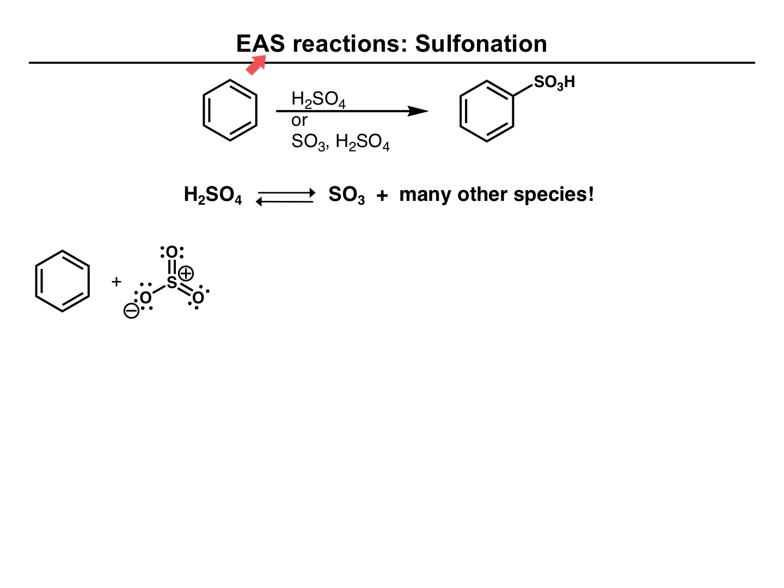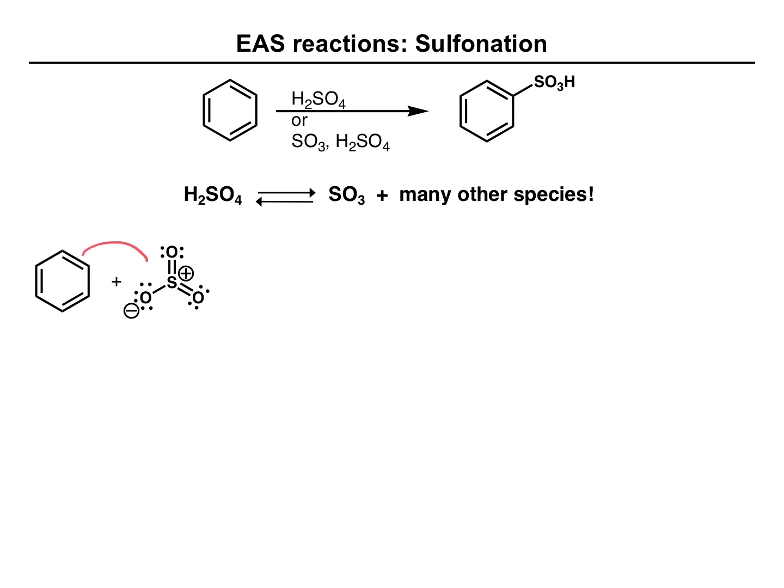A third type of electrophilic aromatic substitution reaction is sulfonation. If we have benzene and we treat it with sulfuric acid or with fuming sulfuric acid, which is sulfur trioxide and sulfuric acid, we can form a benzene sulfonic acid. So sulfuric acid itself is actually in equilibrium with sulfur trioxide and a bunch of other species. So whether we add it explicitly or we just add this, it's still a source of SO3, which looks like this. And then sulfur is the electrophilic atom.